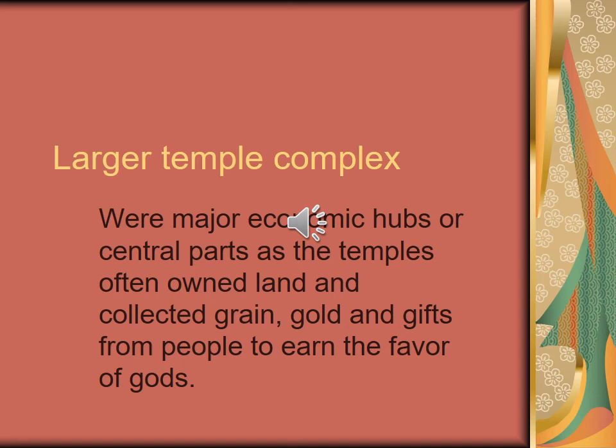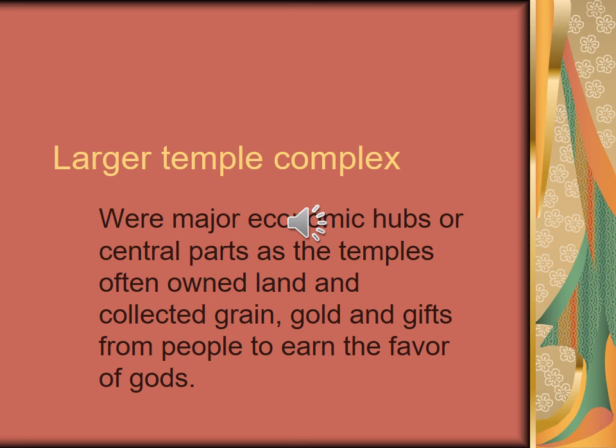They also considered the large and complex temples as a central part of the economy. Larger temple complexes were major economic hubs. What is the meaning of hubs? Hubs means a central part for the economy, as the temples often owned land and collected grains, gold, and gifts from people to earn the favor of God.